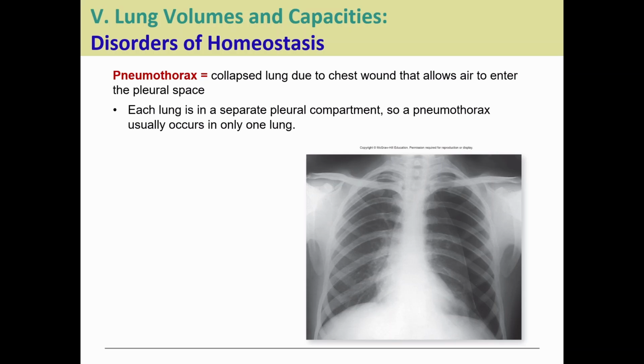Each lung is in a separate pleural compartment at least. So that means that if you experience this, most likely it's only going to happen in one lung unless your injury spans both. There are treatments for this in an emergency situation. We can use a catheter with a one-way valve. We just insert that into that pleural space, and that will allow the air to escape without being able to re-enter. And as the air escapes, the pressure in that pleural space will lower, which then will allow the lung to reinflate.